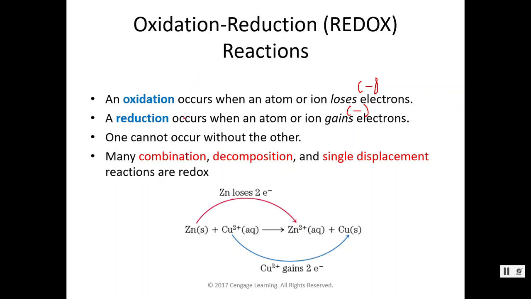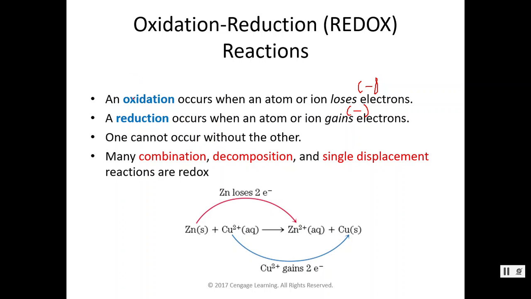And just like with the conservation of mass, matter can't be created or destroyed. If something loses electrons, then something else in that reaction must gain electrons. So that's why one cannot occur without the other.